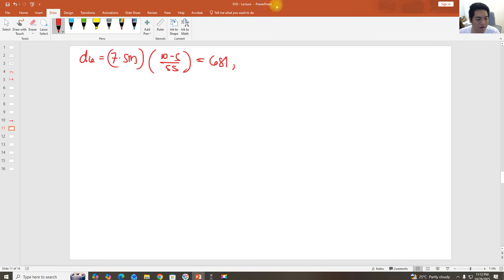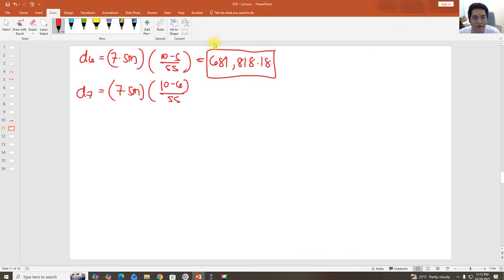So as you can see, again, same scenario that happened in the previous problem. Since the useful life is 10 years, the book value at the end of the 10th year should be the same as the salvage value, because it is the useful life. So we have 10 minus 6 all over 55. So for D7, we have 545,454.55. Okay?